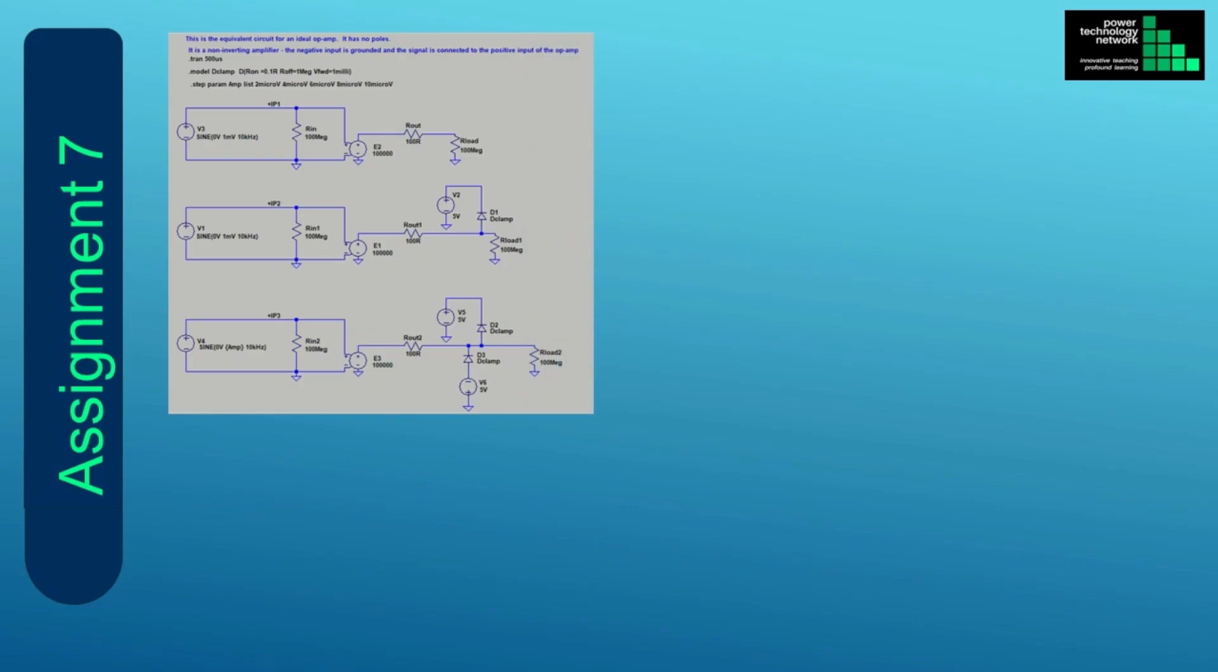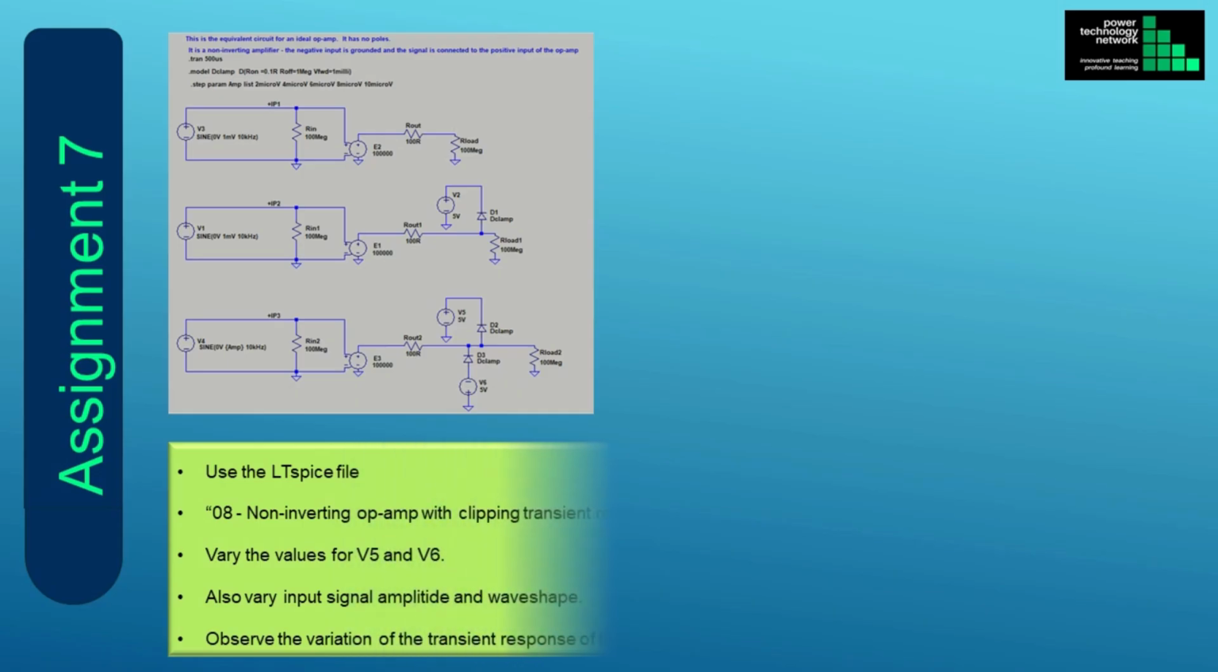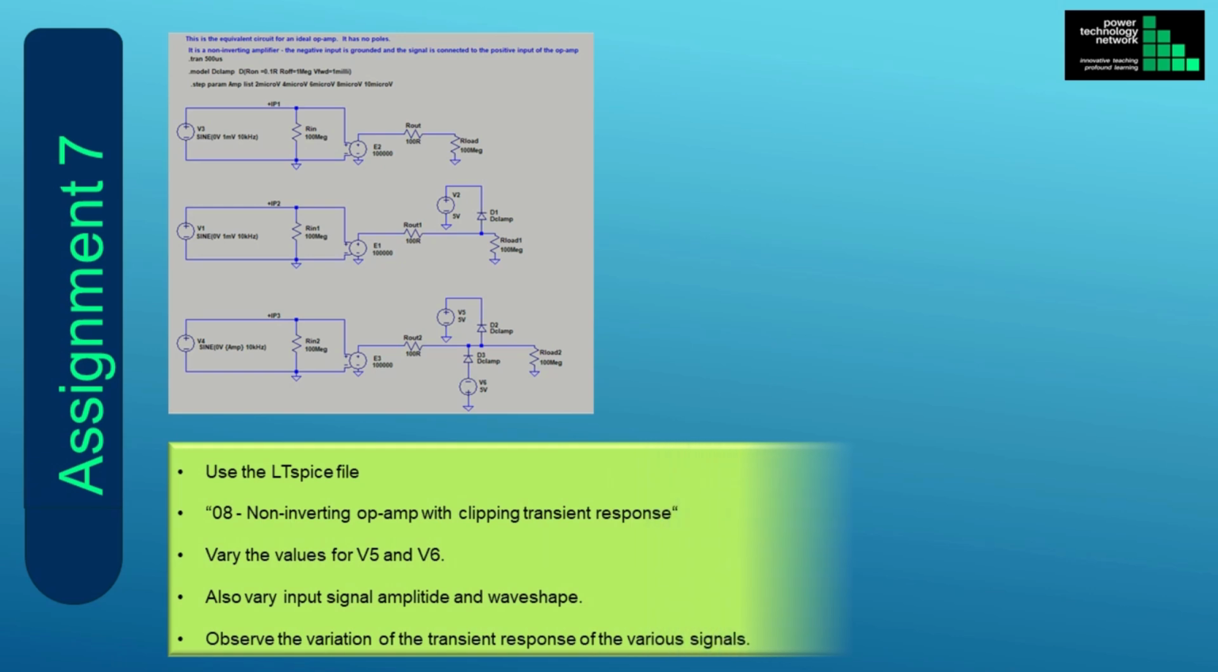Use this LTspice file to investigate the behavior of the clipping circuit for different input signal amplitudes and open loop gain values. The value of the clamping voltages must also be varied. Also use the simulation with different input waveshapes. This brings us to the end of this section. In the next section we are exploring the slew rate of an op-amp.